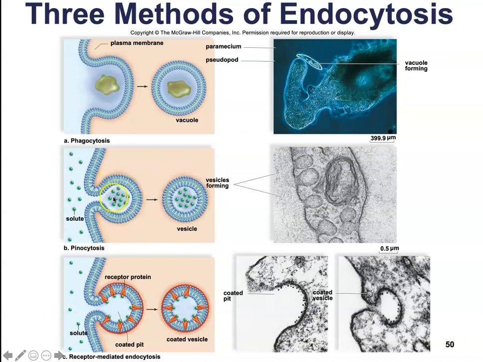Here is pinocytosis. It's just taking in a whole bunch of little particles. I told you sometimes you call it cell drinking. And then here's receptor-mediated endocytosis. This is more specific, meaning these molecules have to bind to the receptor, and they have to match that receptor before they're taken in. And these are all electron micrographs showing you these processes.